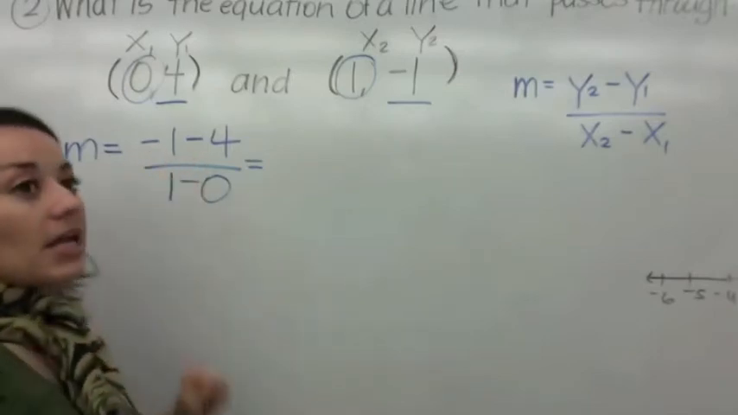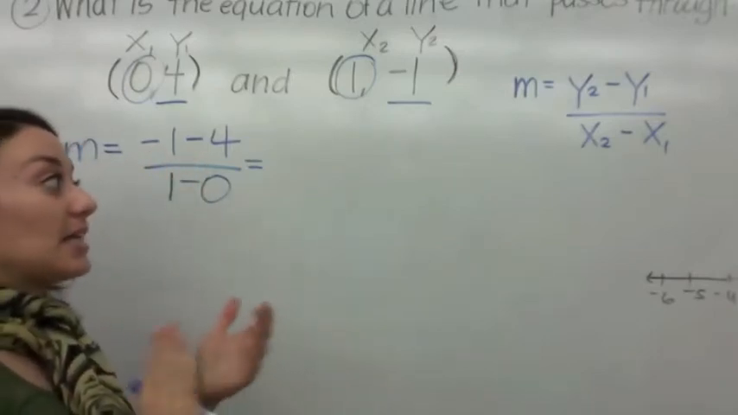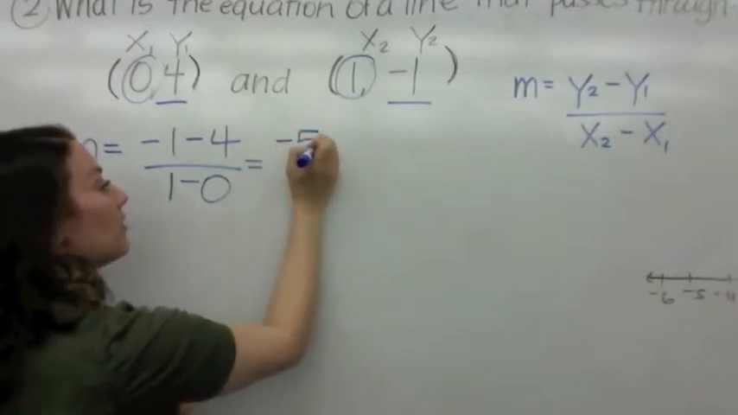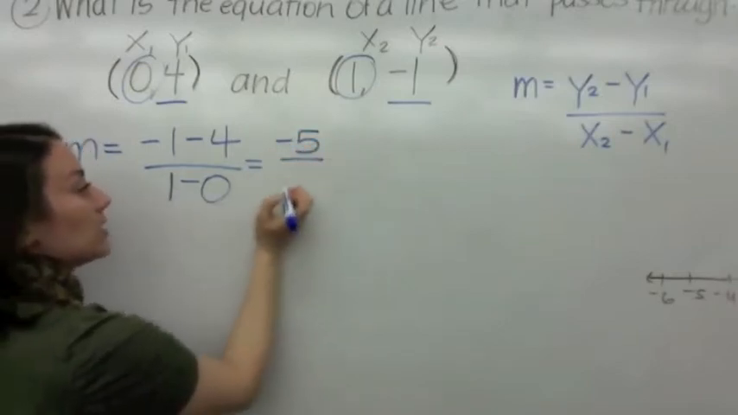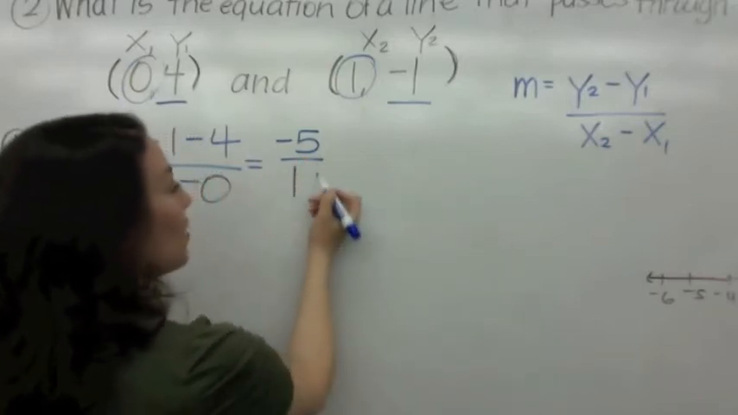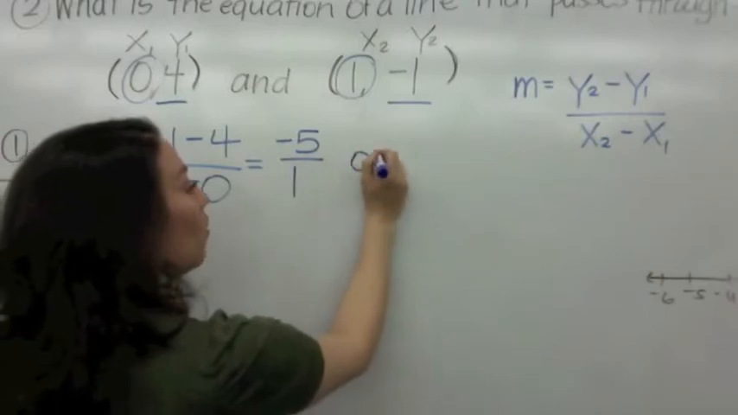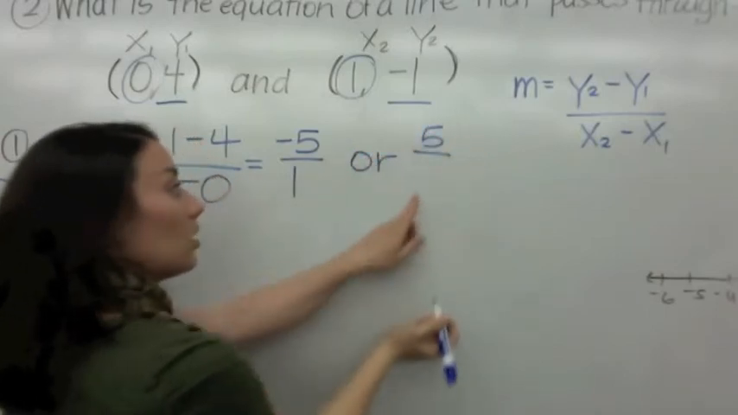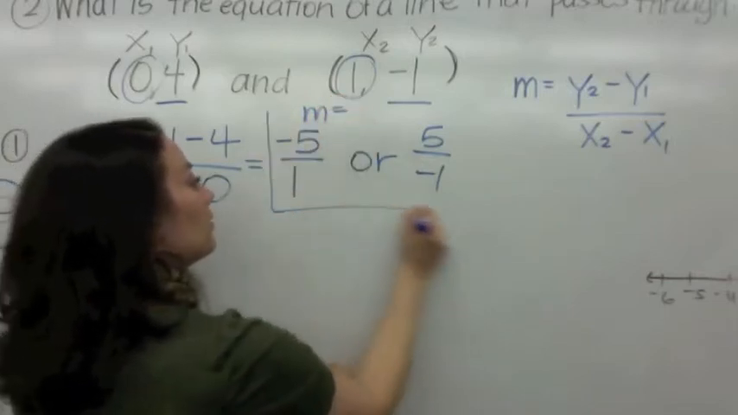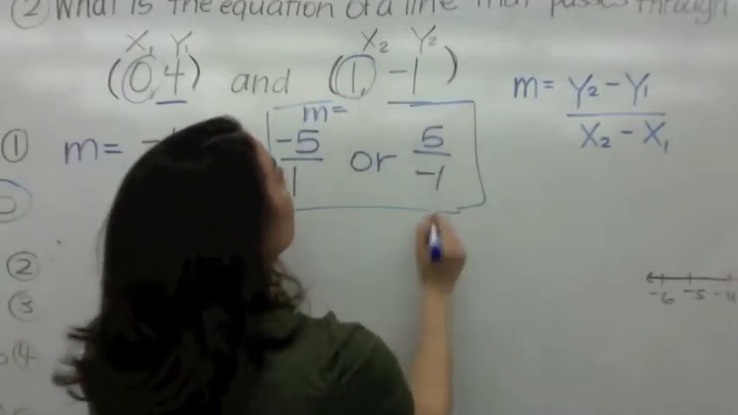You have -1 and -4. Same signs, add and keep, right? So 1 plus 4 is 5, but keep the negative. -5 over 1 minus 0, which is 1. So here, my friends, the slope is -5 over 1 or 5 over -1. Good job. That's what the slope is. Very nice.